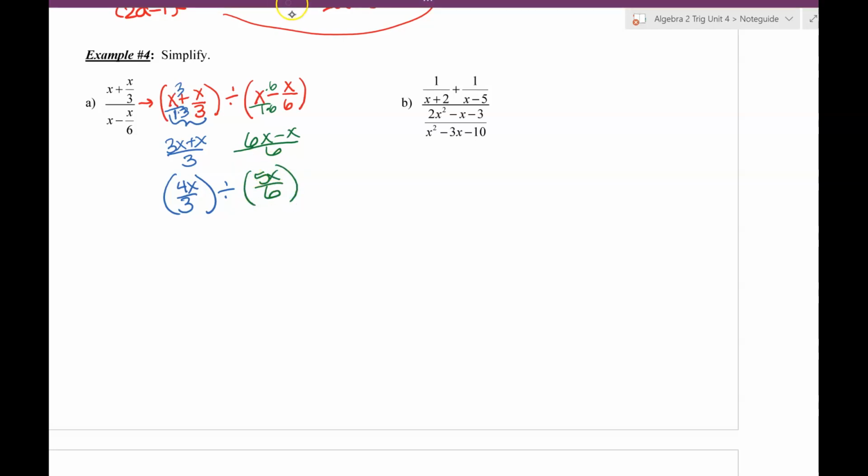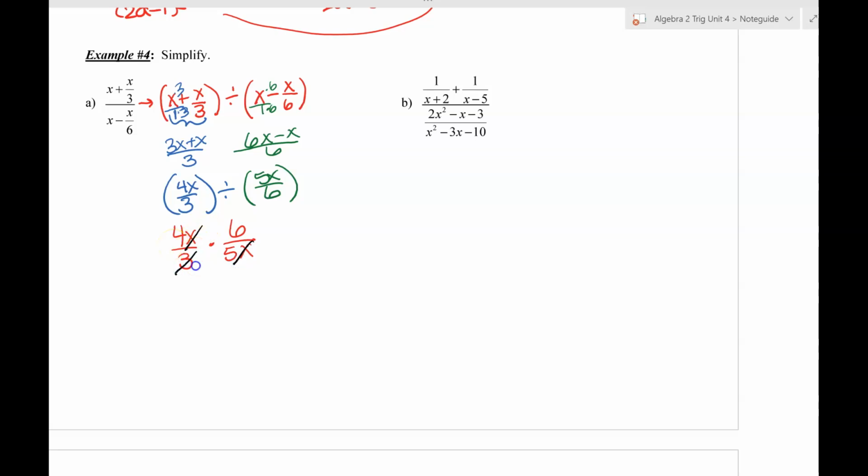Now I can go back to doing the division problem now that I have one fraction divided by another fraction. So this is 4x over 3 times the reciprocal of 5x over 6, which looks like this. And then there are some common factors that we can cancel out here. Here's a factor of x in the denominator and a factor of x in the numerator, a factor of 3 in the numerator, and a factor of 3 in the denominator, leaving us with 8 over 5.